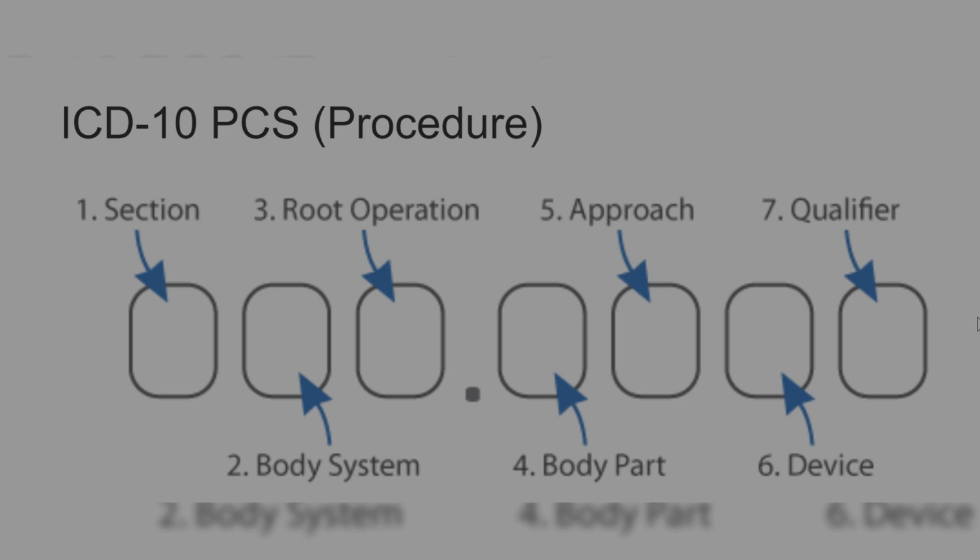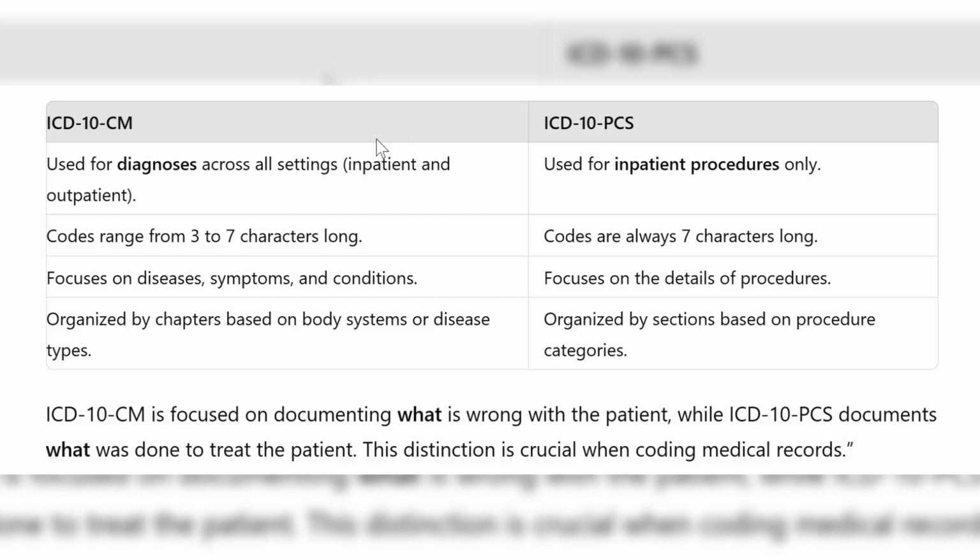For instance, a code like 0FB03ZX represents a biopsy of the right lung, percutaneous approach. Each character, or digit of the code, tells us something specific about the procedure, such as the method of access and whether any instruments or devices were involved. Now, let's simplify and clarify the key differences between ICD-10-CM and ICD-10-PCS, two essential coding systems that work hand in hand but serve different purposes.